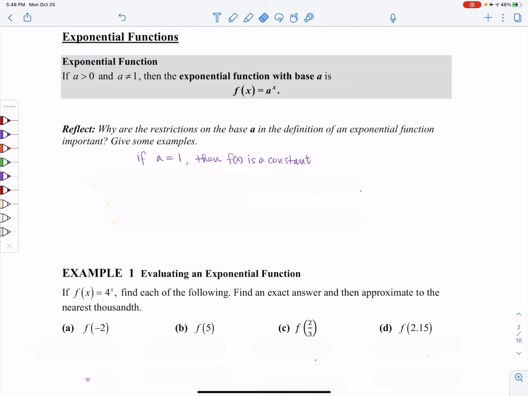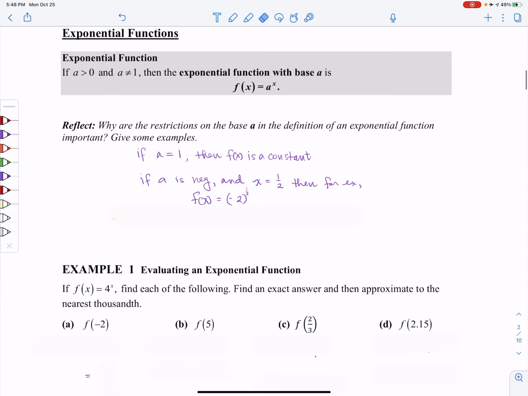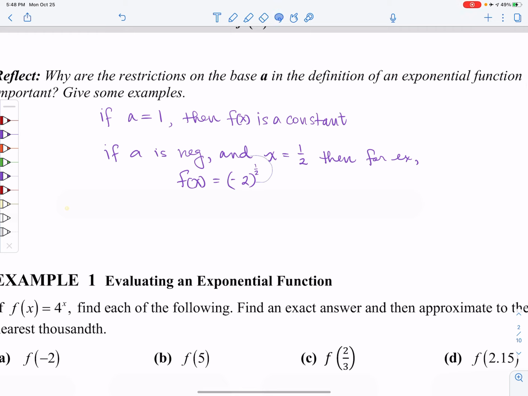For another restriction here, dealing with a being positive, let's assume that a is negative. And let's just choose an example here of x equaling a half, just a random example. So let's say that I choose my a to be a negative 2. All right, so negative 2 to the half power. If we go back and use this last property that deals with fraction powers, then this fraction power can be rewritten as a root. And so this would be written as the square root of negative 2.